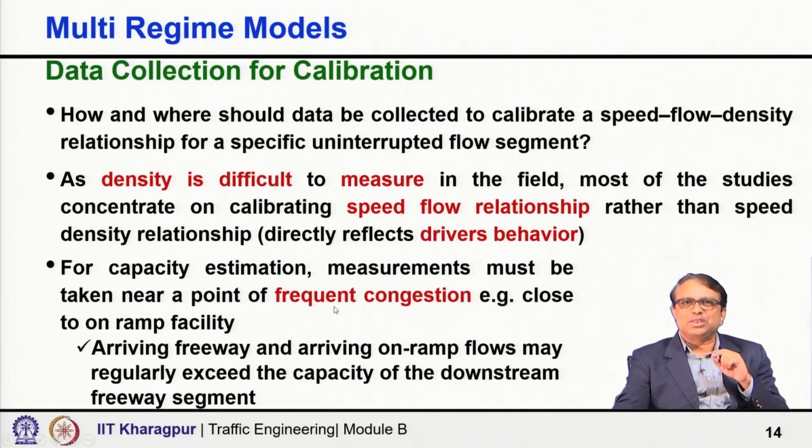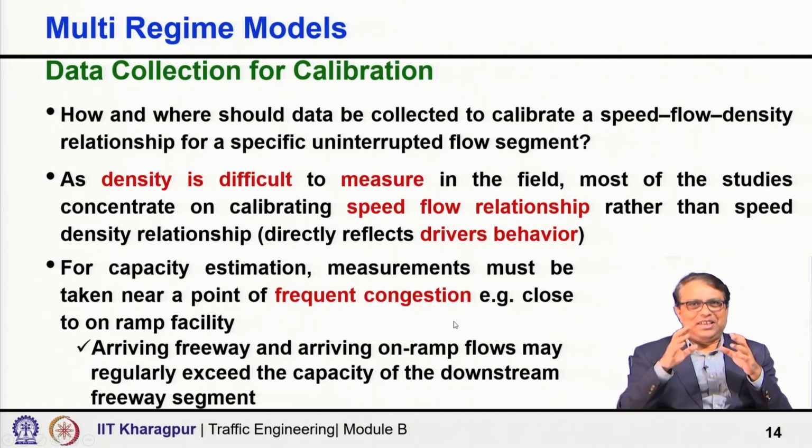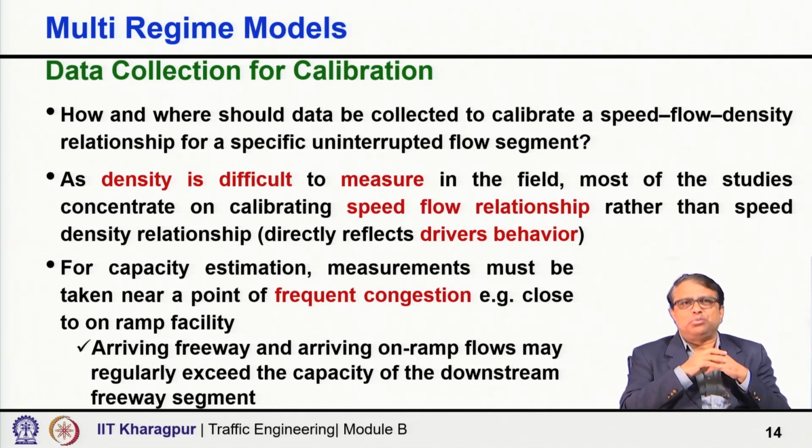Now, for capacity estimation, if we are aiming to capture the capacity flow, then we must carry out the measurements near a point of frequent congestion. Why? Near such a point, we are more likely to be able to capture the capacity flow. For example, where can such locations be? Close to an on-ramp facility.